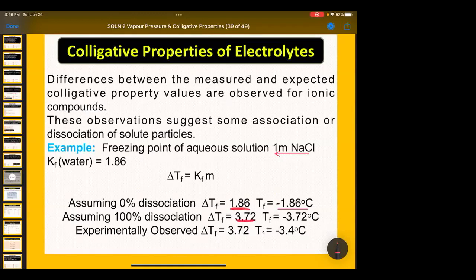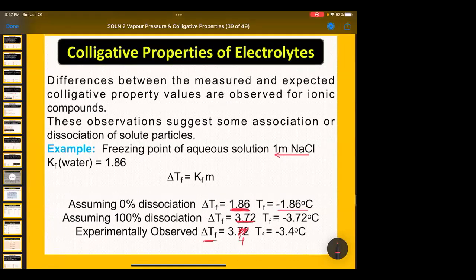And the experimentally observed colligative property is actual. Sorry, this is not 3.72. This is 3.4. Let me correct it. Because you assume 100% dissociation, but it may not be 100%. If nothing is given, you can assume 100% for a strong electrolyte without any worry. Strong electrolytes are NaCl, NaOH, HCl, strong acids, strong bases, soluble ionic salts.